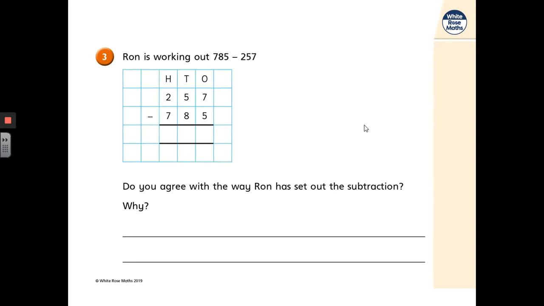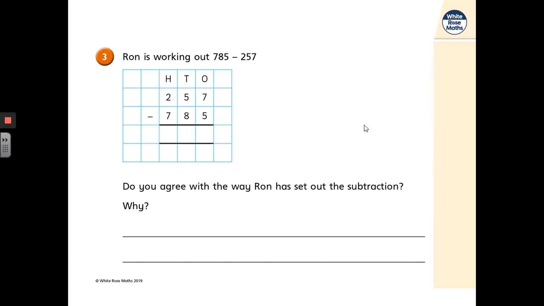Number 3, Ron is working out 785 subtract 257. So you can see his calculation there. So do you agree with the way that Ron has set out the subtraction? And why or why not? So have a look at what he's done. He's written 257 subtract 785.